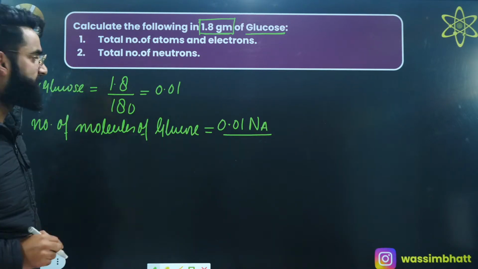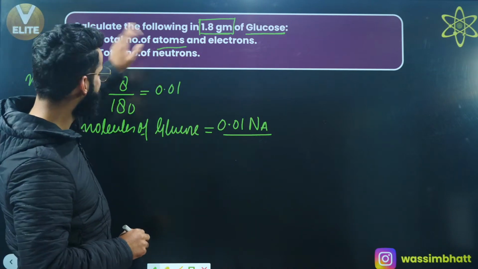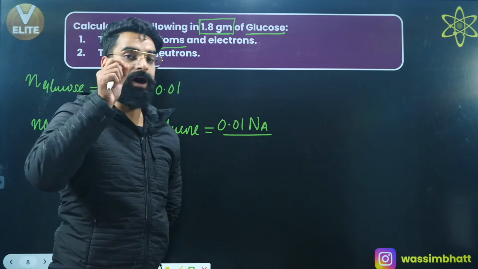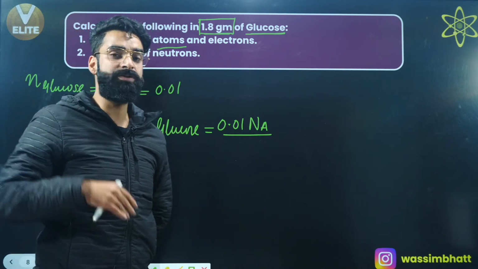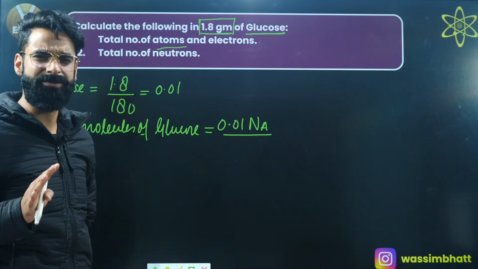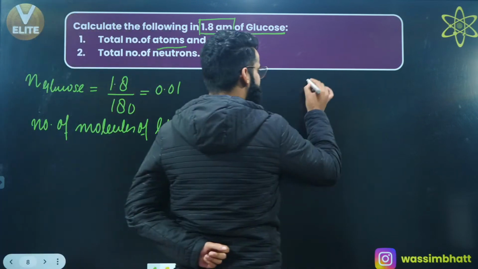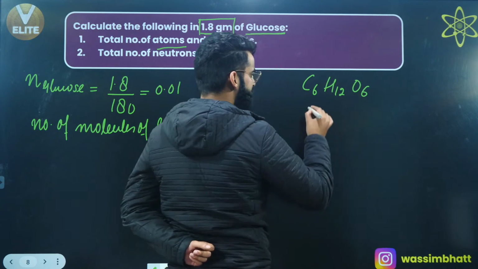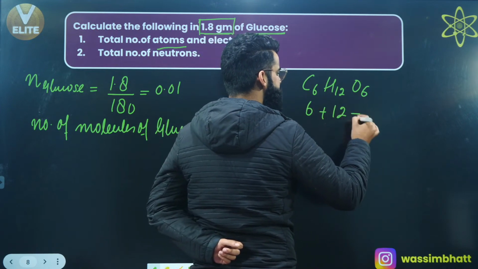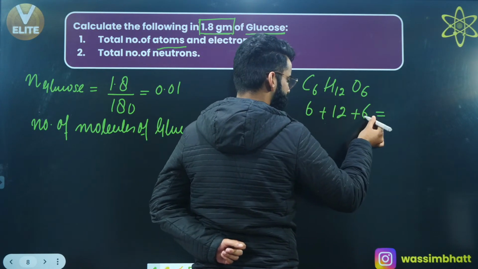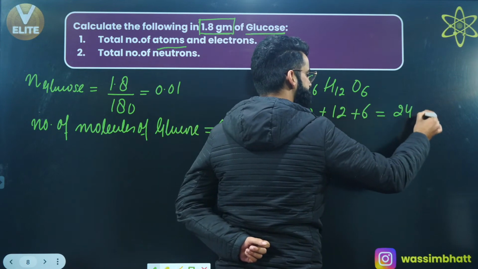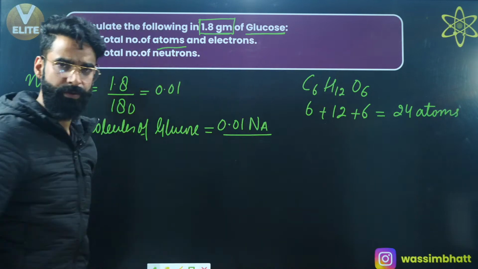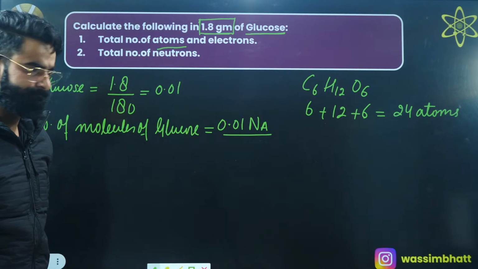Now it's time to calculate the atoms. First of all, in one molecule of glucose, how many atoms are there? Let's check it out. If I talk about one molecule of glucose, C6H12O6, there are 6 carbon atoms, 12 hydrogen atoms, 6 oxygen atoms, so 12 plus 6 comes out to be 18, plus 6, 24. So there are a total of 24 atoms in one molecule of glucose. As simple as that.